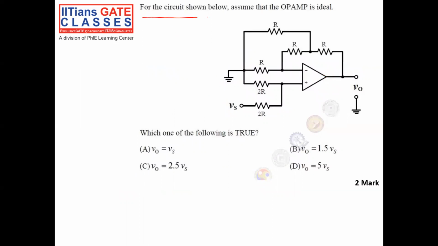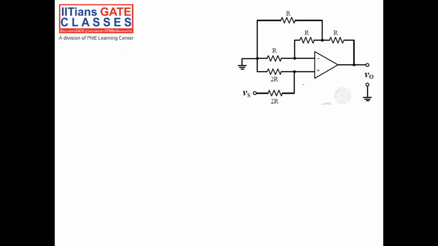For the circuit shown in the figure below, assume that the op-amp is ideal, meaning the gain of the op-amp is equal to infinity, the input impedance is equal to infinity, bandwidth equal to infinity, and the output resistance equal to 0. Now in this circuit, we have to find the relationship between V0 and Vs. Okay, so let us solve this question.